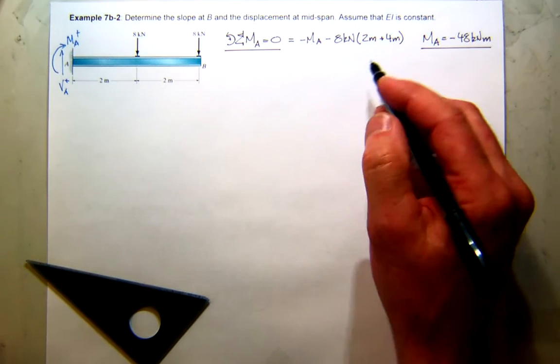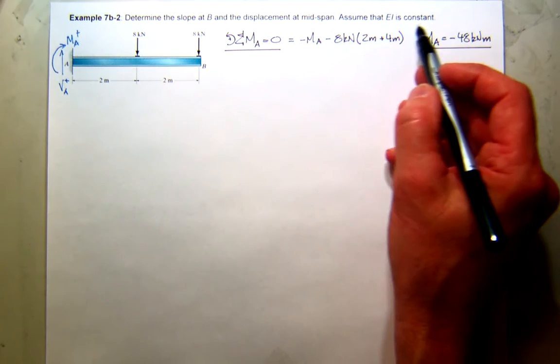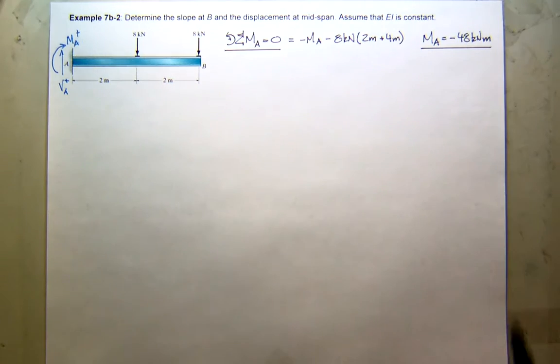I'll remember from last time we had actually a value. I forgot to point this out. We had values for E and I. You notice this time it says assume E and I is constant, so we don't have to worry about the conversion.